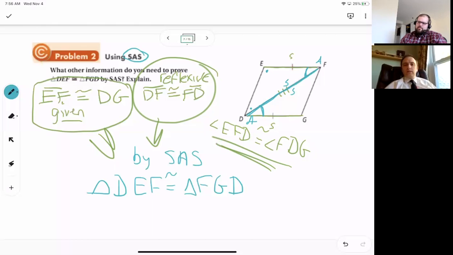And we could connect this to previous information. If we were told that these two lines were parallel, and then this would be the transversal, then we have alternate interior angles. And since we know that alternate interior angles are congruent, therefore those two angles are congruent.